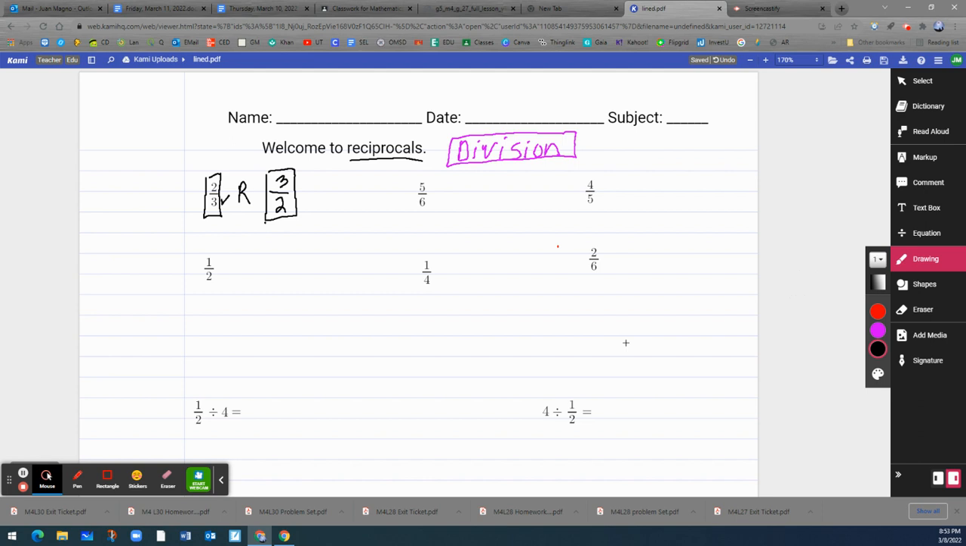Okay, let's practice one more. What is going to be the reciprocal of 5/6? Let's write our division symbol and let's find the reciprocal. The denominator becomes the numerator, and the numerator is now the denominator to create a reciprocal. So 5/6 is the reciprocal of 6/5, and 6/5 is the reciprocal of 5/6.